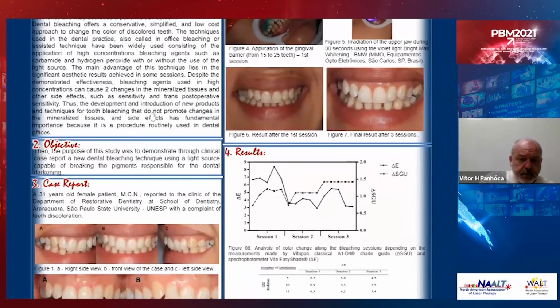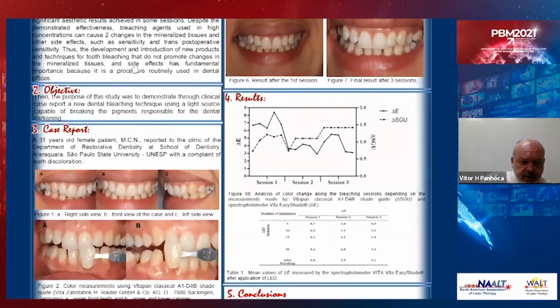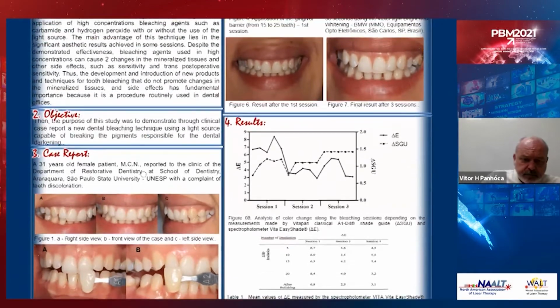Objective. The purpose of this study was to demonstrate through a clinical case report a new dental bleaching technique using a light source capable of breaking the pigments responsible for the dental darkening. The case report is this. A 31 year old female patient, MCM, reported to the clinic of the Department of Restorative Dentistry at the School of Dentistry Araraquara, UNESP, with a complaint of teeth discoloration.